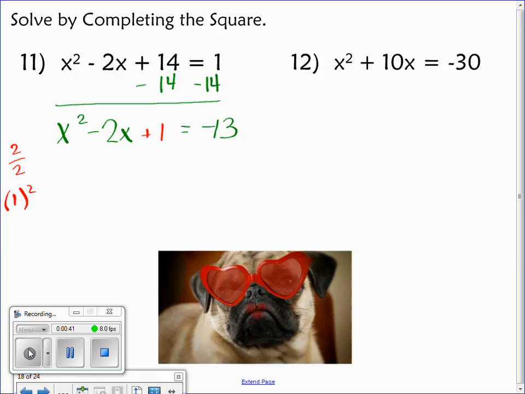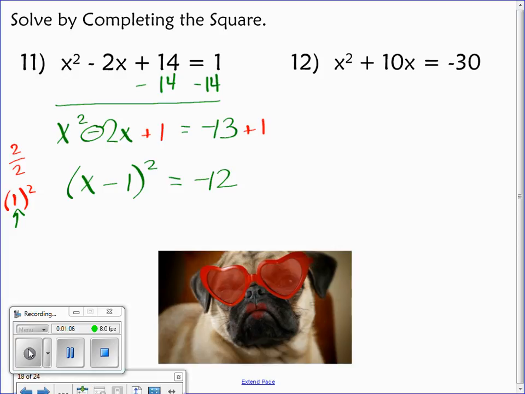We all thought it was 2. All right. So we're adding 1 to both sides. We've got to keep it balanced. We do that so that now this will factor. How does this factor? Good. X minus 1, squared. Negative 13 plus 1? Negative 12. Careful with the basic math there.